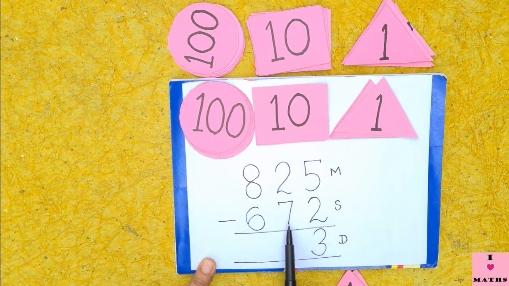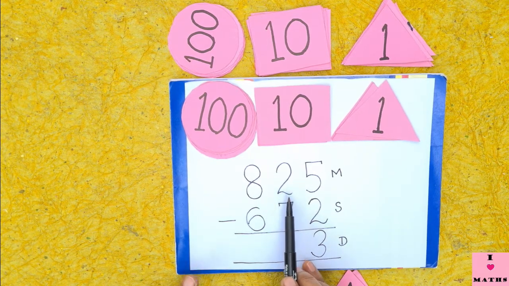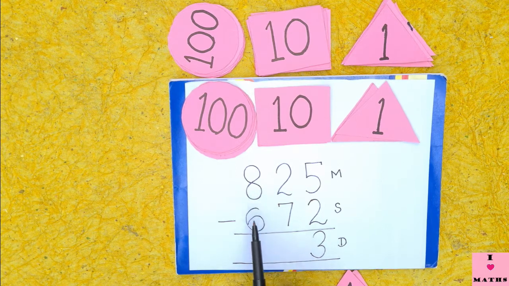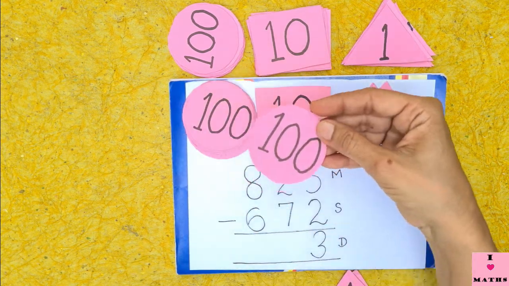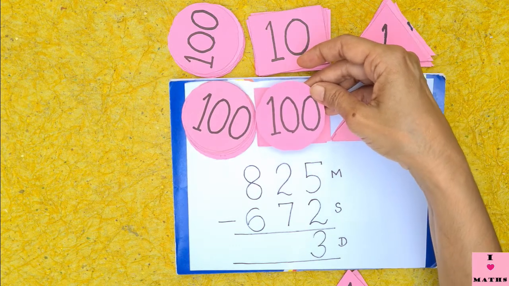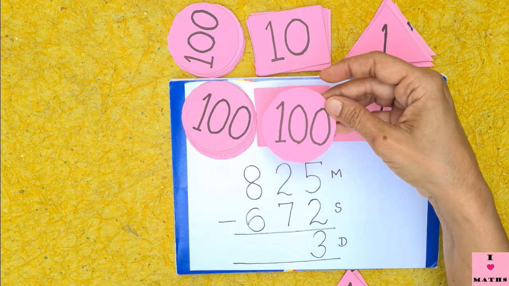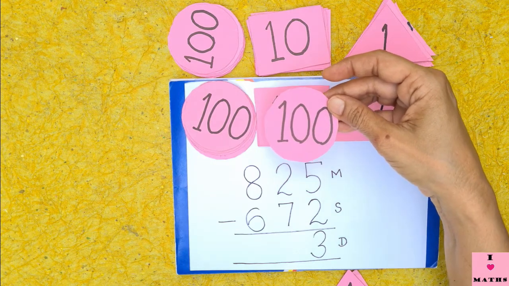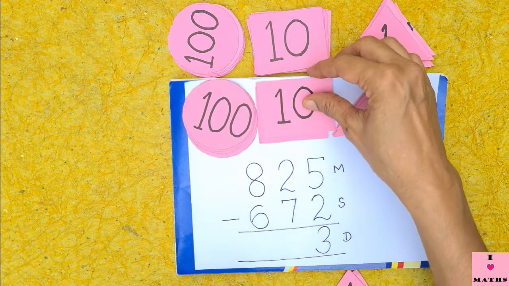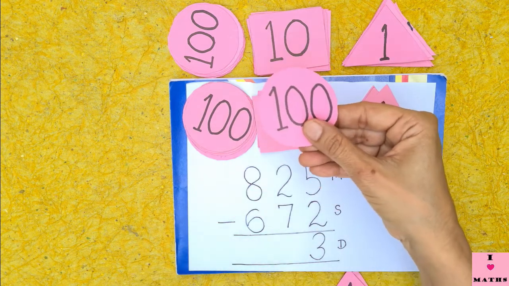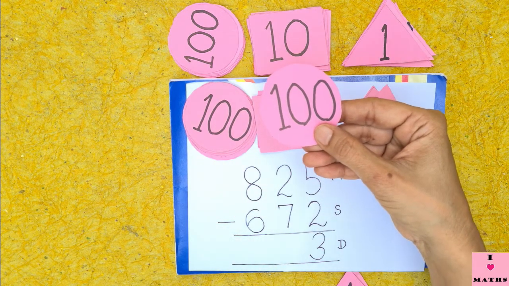In tens place, 7 tens is bigger than 2 tens. So 7 cannot be subtracted from 2. So we are going to borrow from hundreds place. When we borrow 100, I cannot keep 100 on tens place. In place of 100, I am going to keep 10 tens. See children, there are already 2 tens here. Now in place of 100, I am going to keep 10 tens.